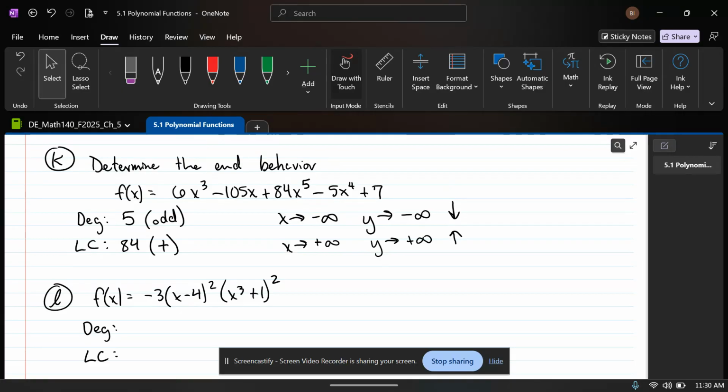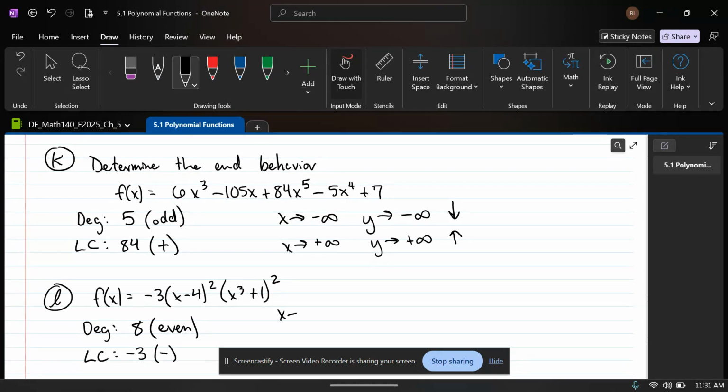Degree is 6? No. What is the degree? 8. Because when you square the x cubed, that's going to be x to the 6th. When you square the x, that's x squared. So that's going to be x to the 8th. So the degree is 8, which is an even number. What would the leading coefficient be? -3. So that part was easy.